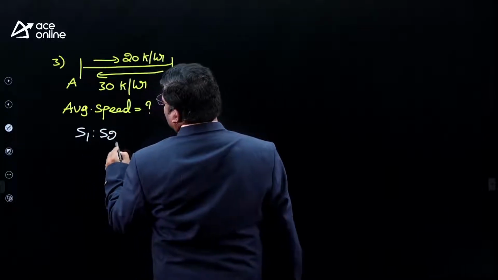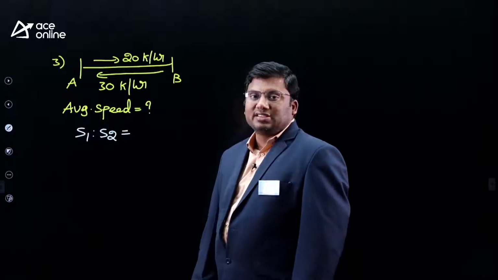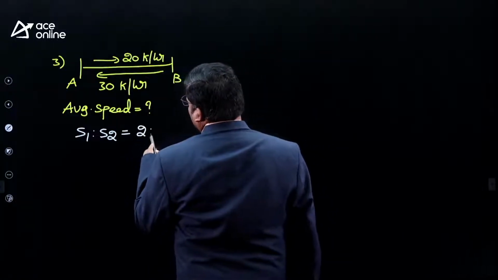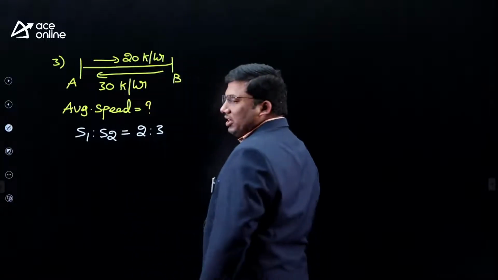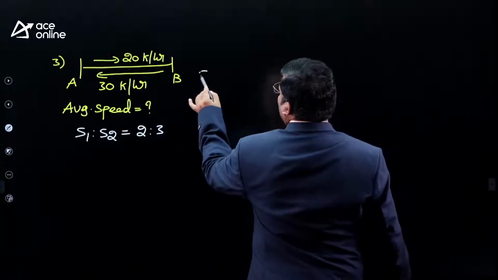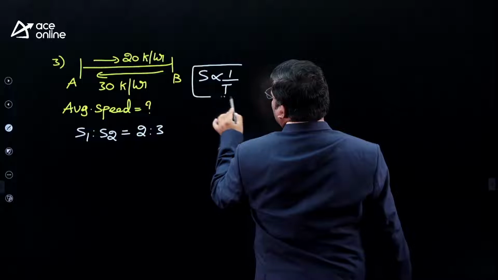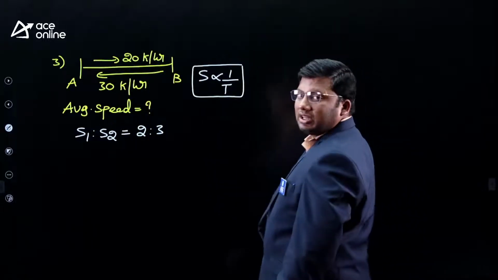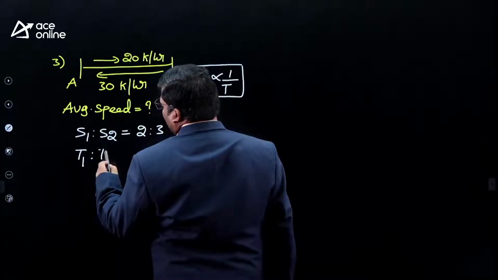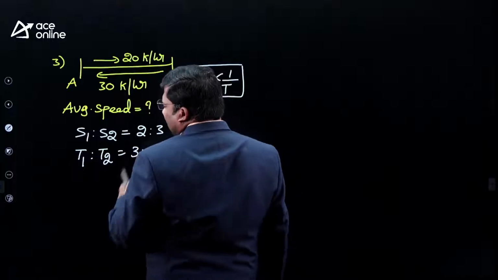Speed ratio is, one speed is 20 kilometers per hour, another speed is 30 kilometers per hour. Speed ratio is 2:3. Speed and time are inversely proportional to each other. That means time ratio will be 3:2.